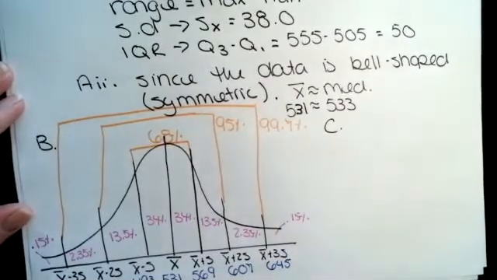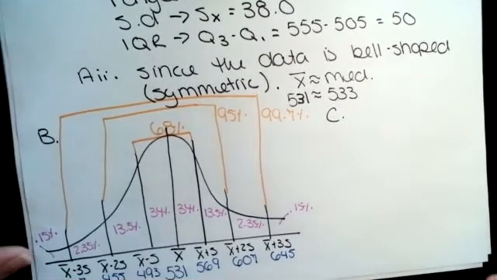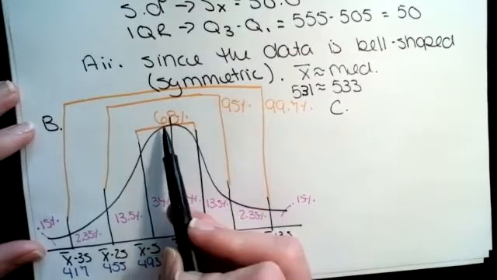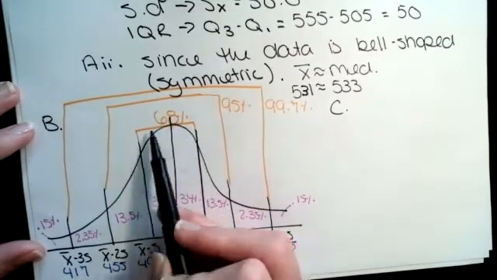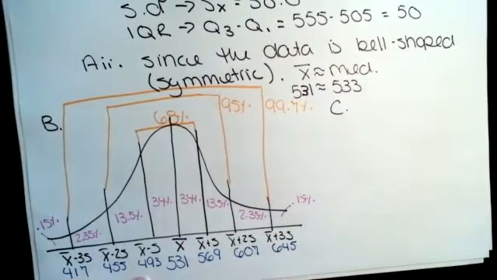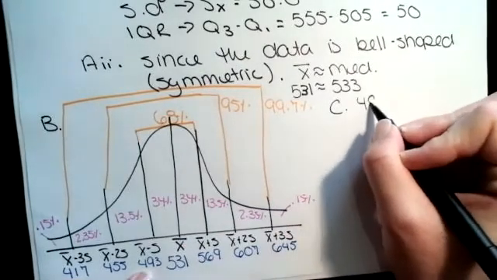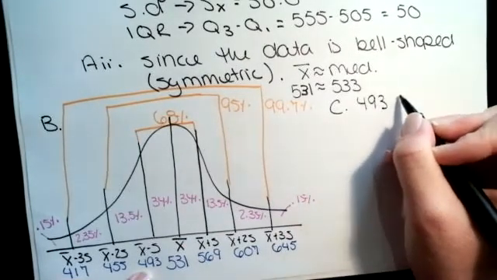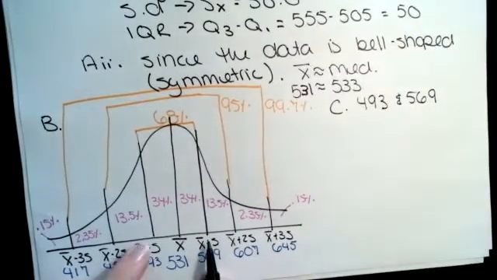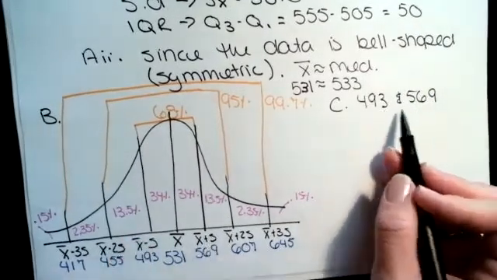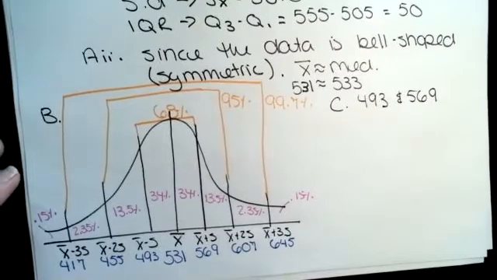Part C. So it says approximately 68% of students scored between these 2 math SAT scores. So approximately 68%. So right here, 68% should jump out to you because I have the 68 right here in the middle. So that means that between 493 on the SAT and 569, I have 68% of my students scored between those 2 values for Part C.